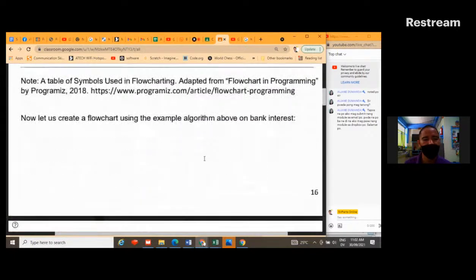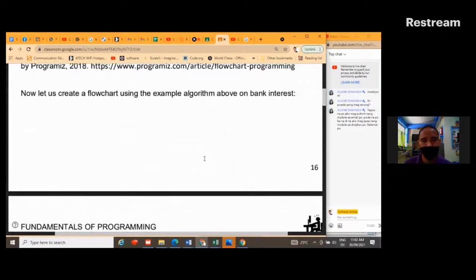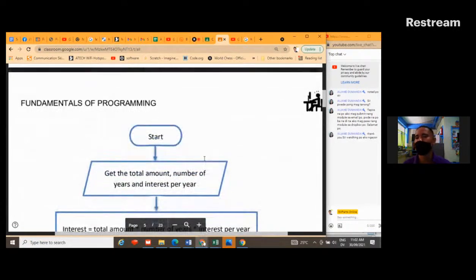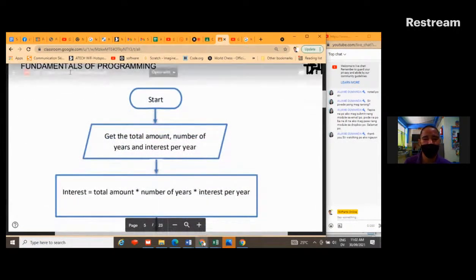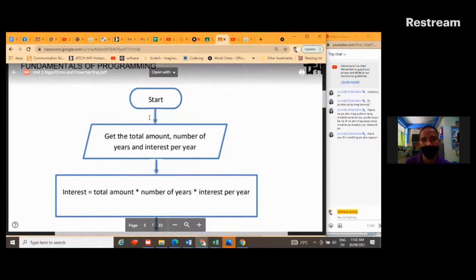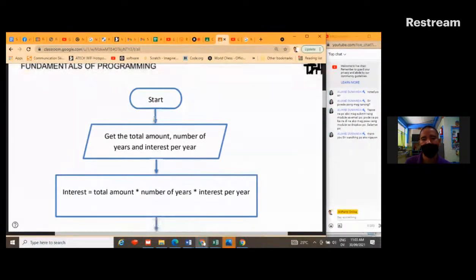Okay, so we have an example now. Let us create a flowchart using the example algorithm above on bank interest. So this one is the start. You have to write the start. You draw this one. Actually, you can use pen and paper for this, or you can use other software for making this particular flowchart. And after that, you need to insert. This is really the beginning of our flowchart, the start, and then you will have the flow line.